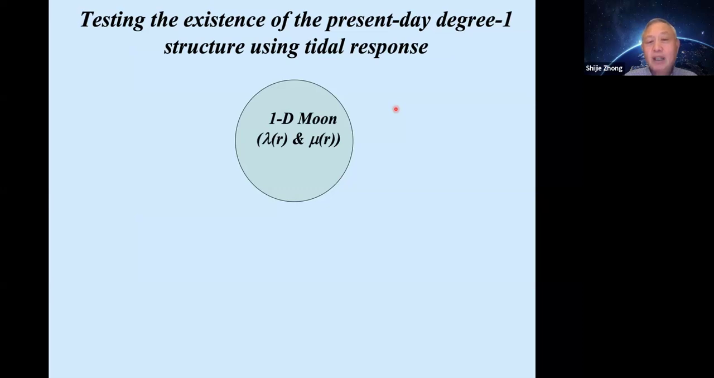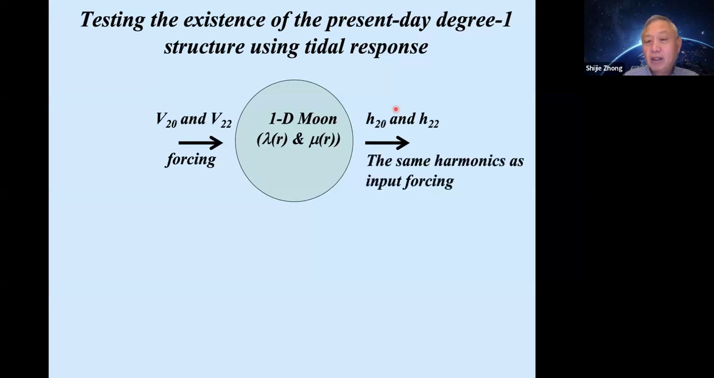If the moon has no lateral structure, if it's a one-dimensional structure that only varies with, say, viscosity or shear modulus as a function of radius, then if you apply the tidal forcing at degree 2, order 0 and degree 2, order 2, the tidal response would also be at degree 2, order 0 and 2. So the same harmonics as the forcing.